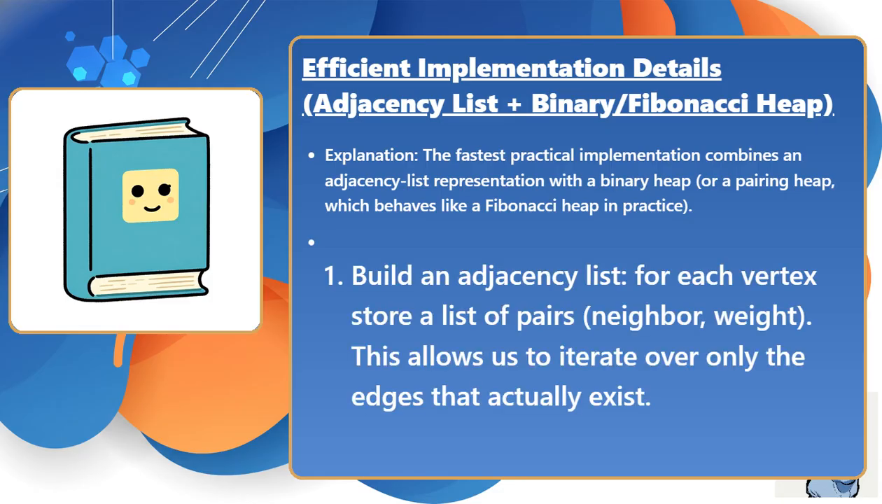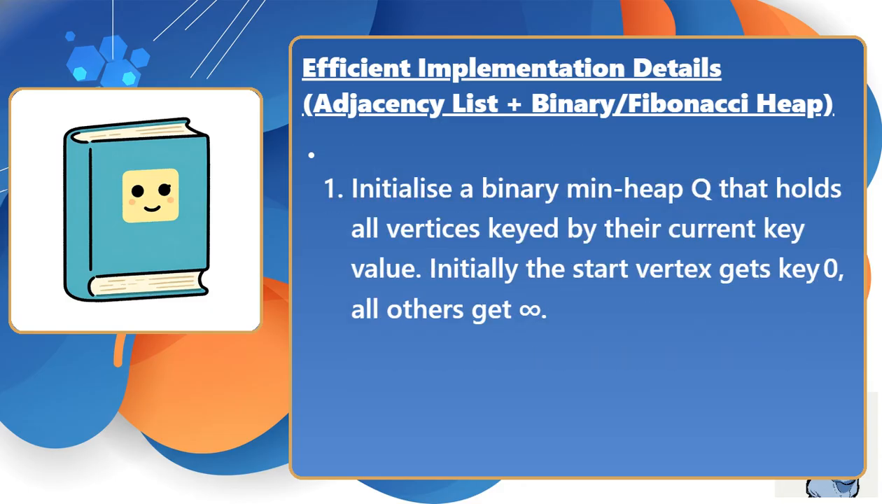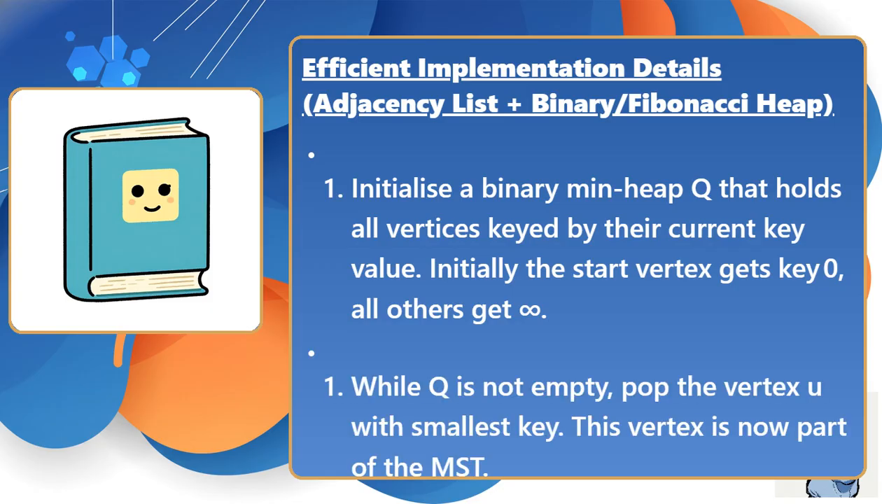Step 1. Build an adjacency list: for each vertex store a list of pairs (neighbor, weight). This allows us to iterate over only the edges that actually exist. Step 2. Initialize a binary min heap queue that holds all vertices keyed by their current key value. Initially, the start vertex gets key 0, all others get infinity. Step 3. While Q is not empty, pop the vertex U with smallest key. This vertex is now part of the minimum spanning tree.